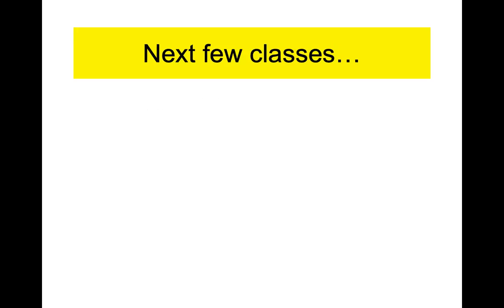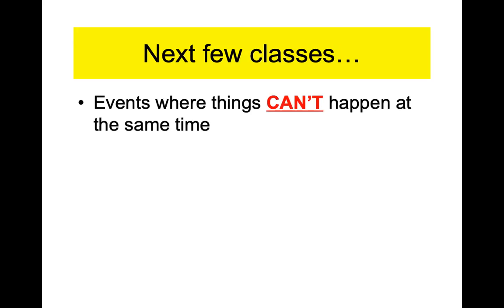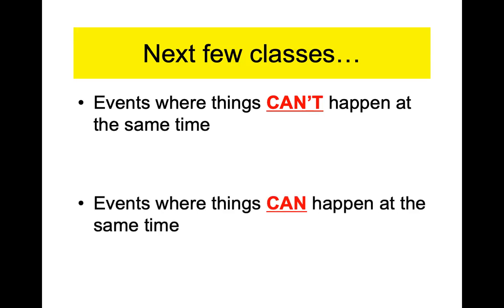For the next few classes, we'll be talking about 2 things. Here's where it gets complicated right now. Okay. Put your thinking caps on. Here's where it gets complicated. We will be talking about events that can't happen at the same time. Things that cannot happen at the same time. That's today's class. Tomorrow's class will be things that can happen at the same time.